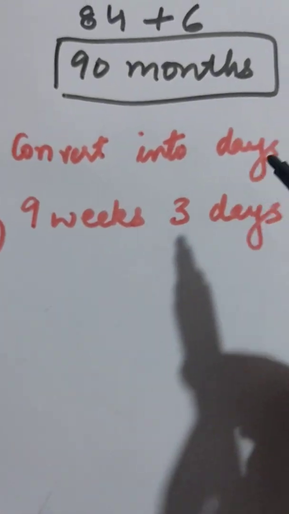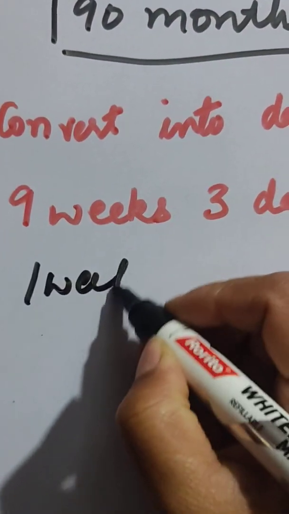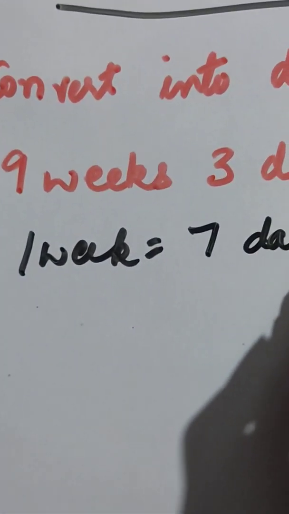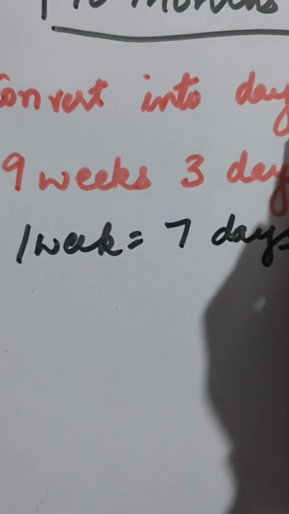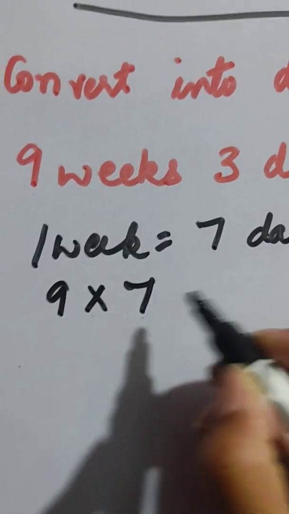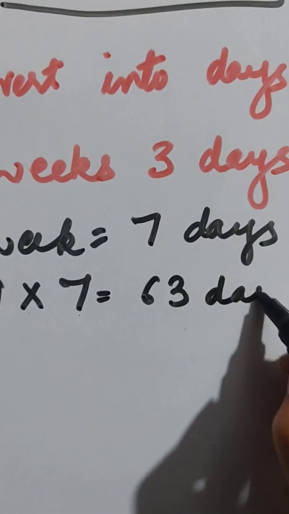We are given weeks and days. The relationship of 1 week and day is कितने होते हैं? एक वीक में कितने डेज होते हैं? 7 days. Very good. So week is a bigger unit, days is a smaller unit. So week को day में करने के लिए bigger to smaller we are going to multiply. So this gives you 63 days.